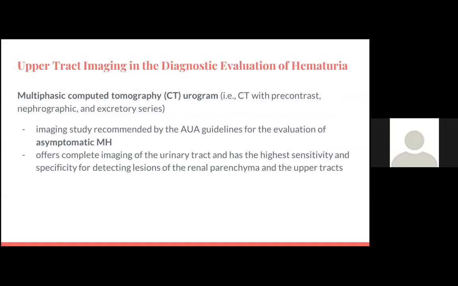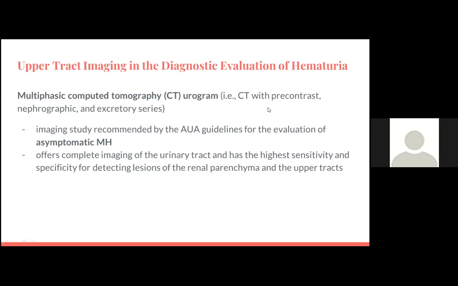For upper tract imaging in the diagnostic evaluation of hematuria, multiphasic computed tomography urogram may be used. It is an imaging study recommended by the AUA guidelines for the evaluation of asymptomatic microscopic hematuria. It offers complete imaging of the urinary tract and has the highest sensitivity and specificity for detecting lesions of the renal parenchyma and the upper tract.